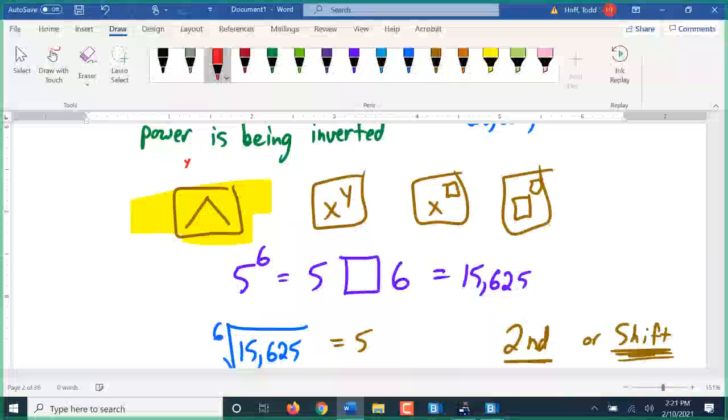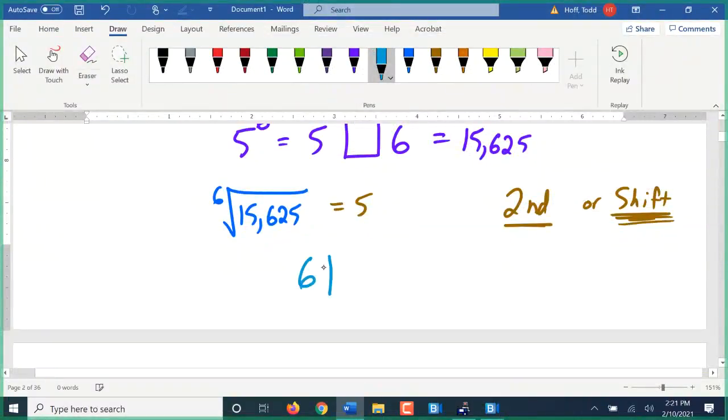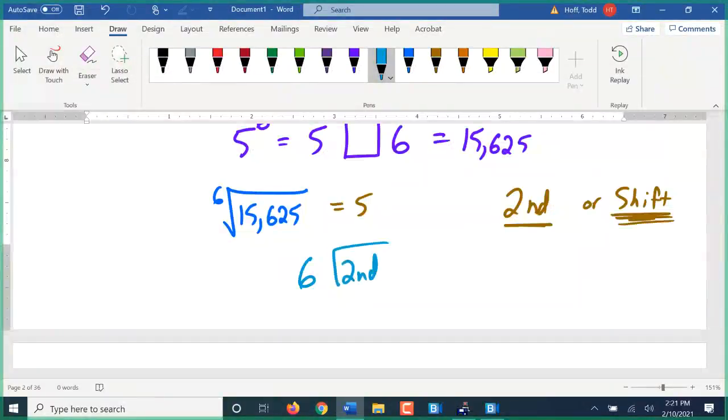It'll be x root like that, or sometimes n root. So to do a root other than a square root, you have to find that key. And the way you enter it is you would enter the root first. This is a sixth root, so I do 6. Then you would have to press the second key or the shift key. Then you press whatever key it is that has that x root above it. Then you would enter the 15,625.